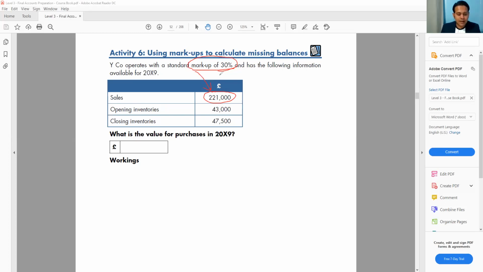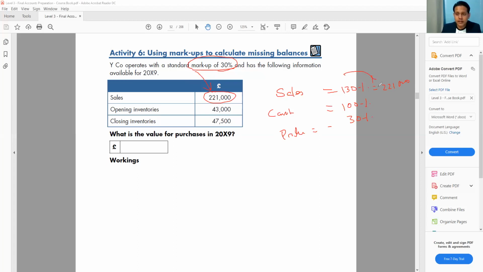Now, when I have a markup of 30, I know my sales is 100 plus 30, which is 130%. So we're going to say sales is 130%, and it is a markup, so cost will be 100%, and the profit is 30%. This is the story. So sales is 130%, which means the amount here, 221, is inside of that 130%.